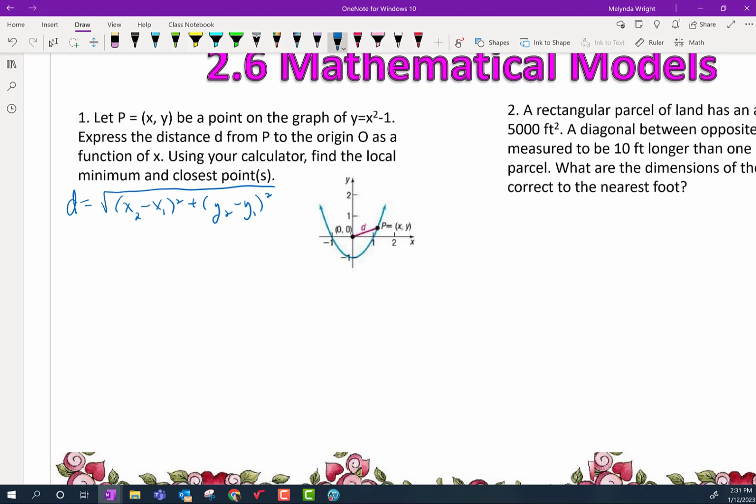So one of our points is (0, 0). If we have a plain old point with numbers, I usually put that at the back, because I would rather subtract a number than a function. So we're going to rewrite that and put (0, 0) as (x1, y1). So I've got the square root of (x minus 0) squared plus (y minus 0) squared. Since I only have one x and one y, I'm dropping the subscripts. I don't need them anymore.